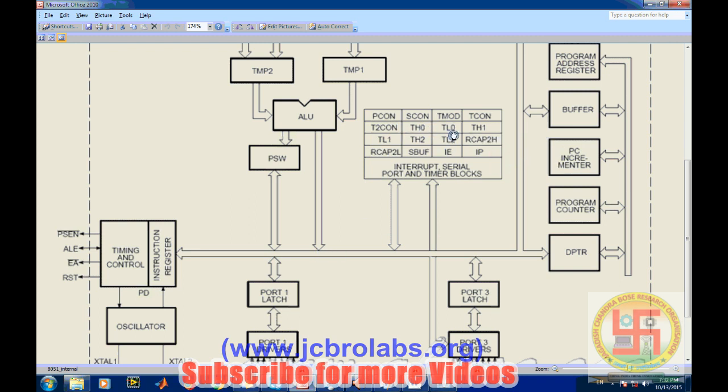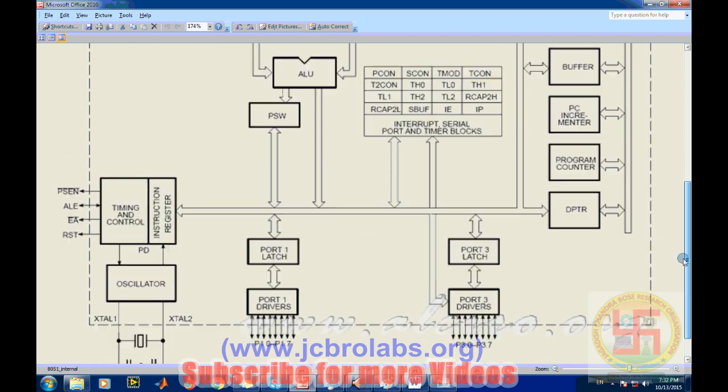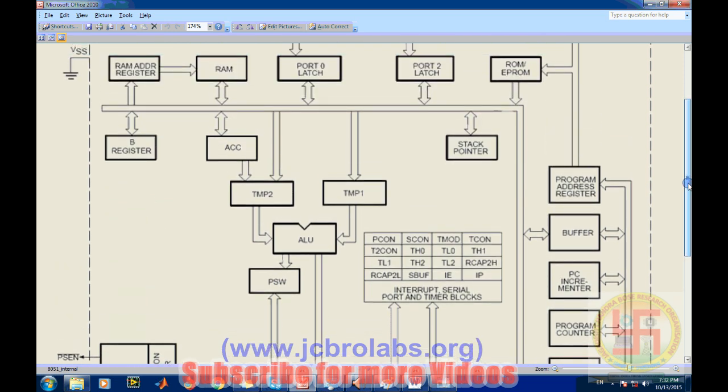Similarly, TH0, TL0, TH1, TL1, TH2, TL2 are some of the registers in which our data can be put inside these timers. Similarly, we have IE, the interrupt enable register. This interrupt enable register is used to enable or disable any specific interrupt. We have I think five or six internal interrupts in the 8051 and two external interrupts. These external interrupts are known as EXT0 and EXT1, and to which pin locations those interrupts are connected, we'll discuss when we discuss the pin diagram.